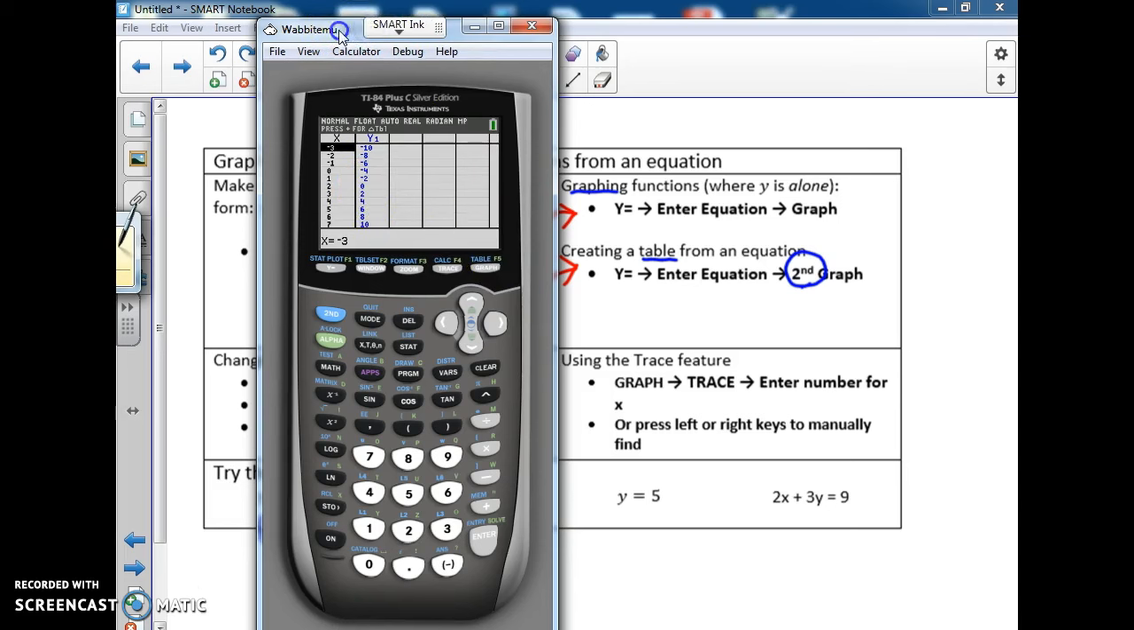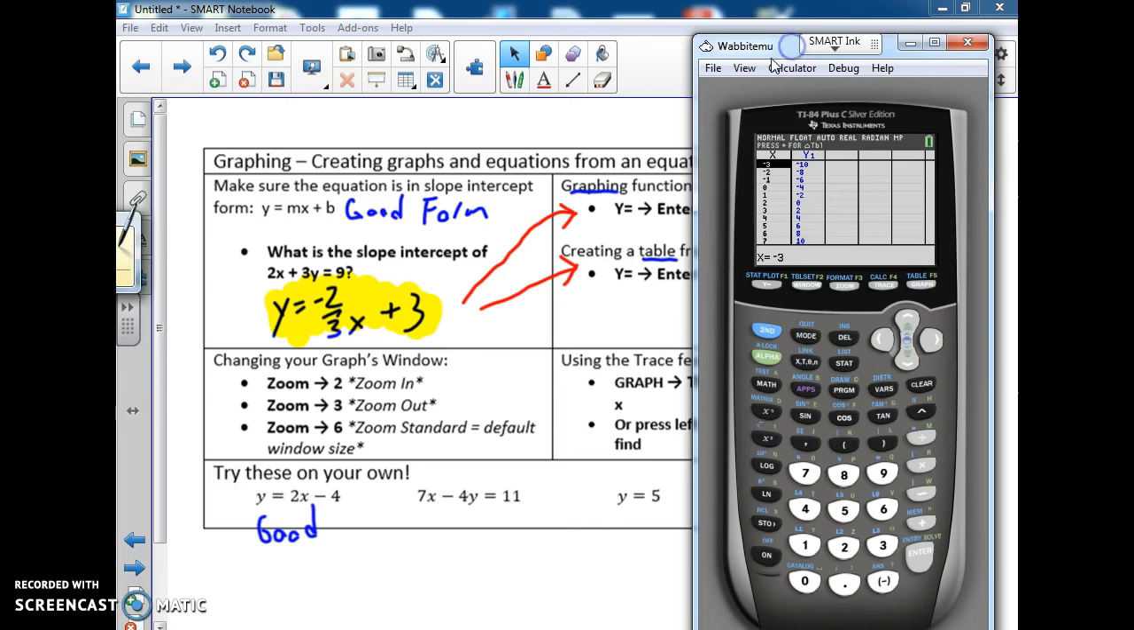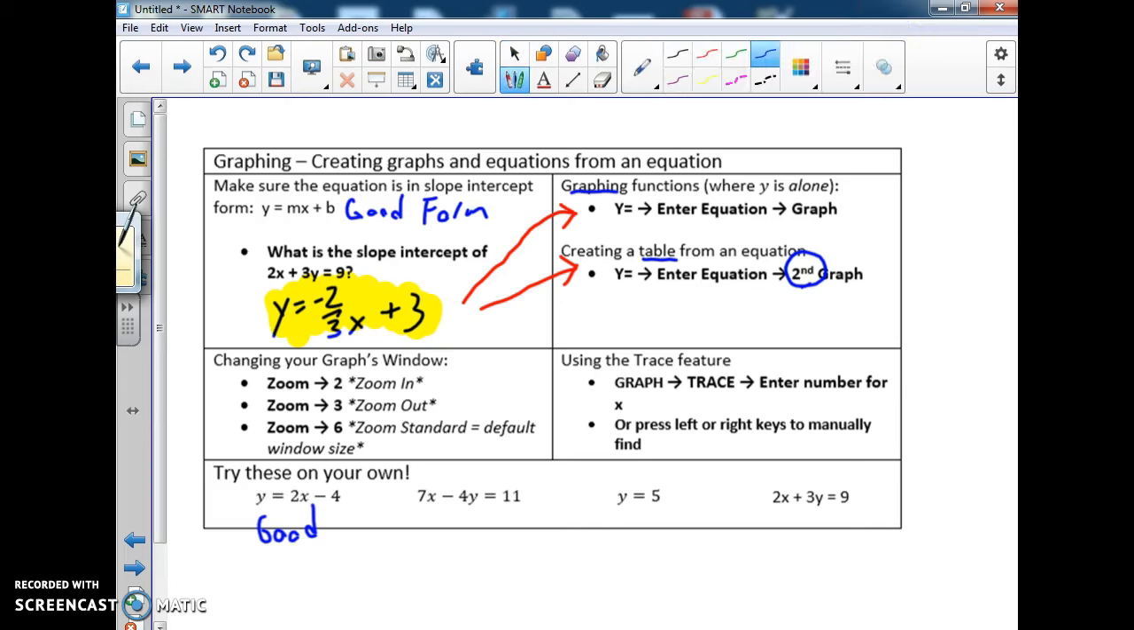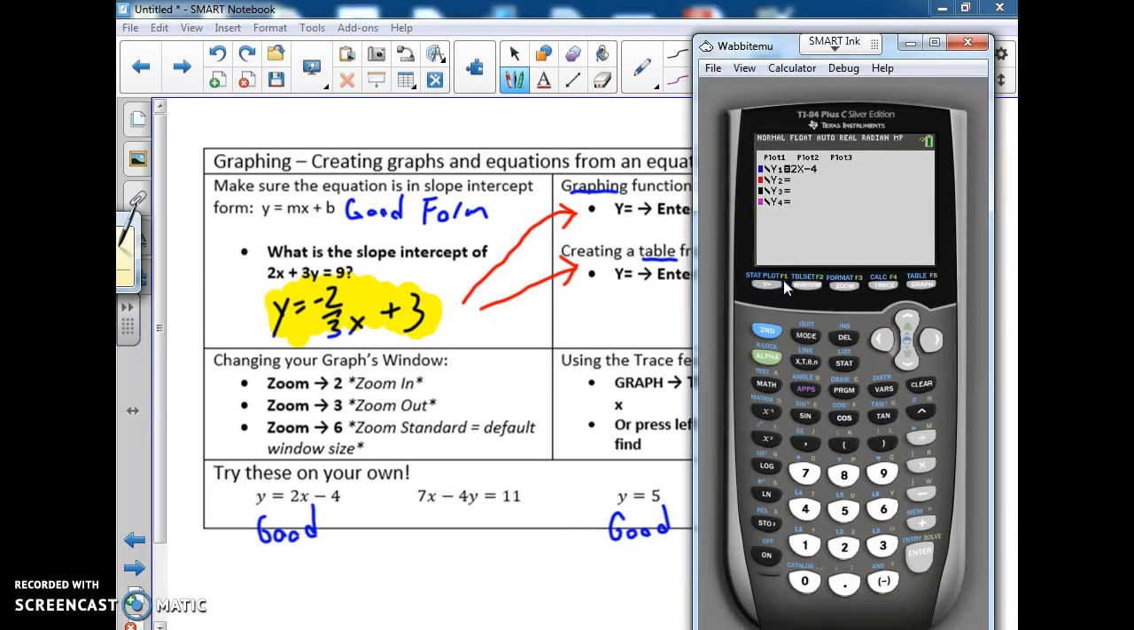So pretty easy. First one is in good form. The other easy one I did already. The other easy one is the good form right here. So if I were to do that, let's do it real quick. I would go back to my y equals, clear it, and put 5 in, and then we'll graph it. And you should have seen that on the last video. And then I'll also press second graph to get my table.